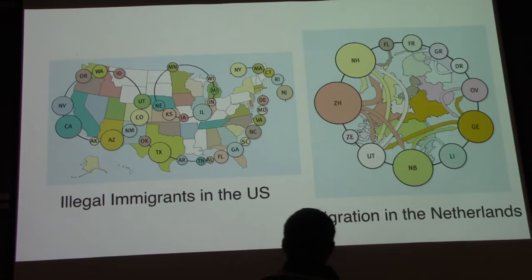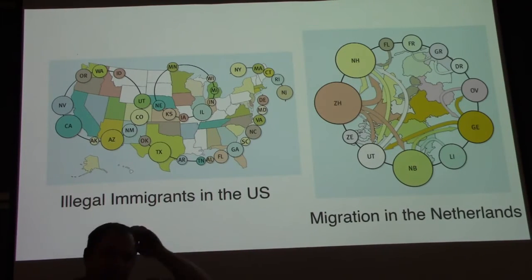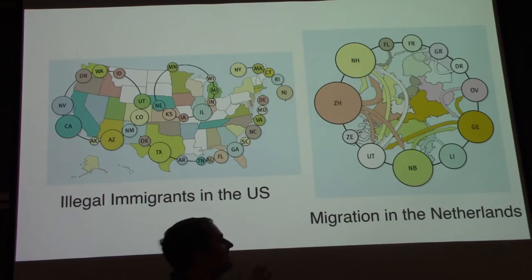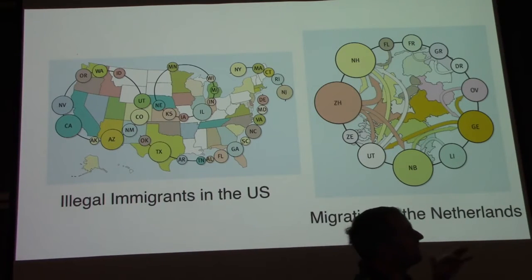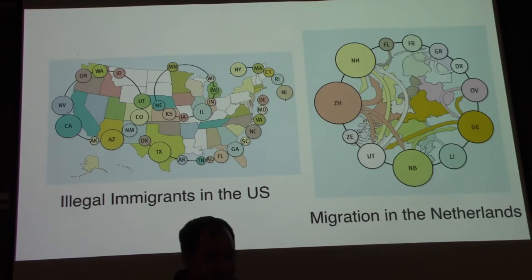So this technique is not particularly relevant if you have enough space. If you only have a couple of states, and you have enough space to put those circles into them, that works. But if you have a map like this, then laying them out in this way is a potential solution.